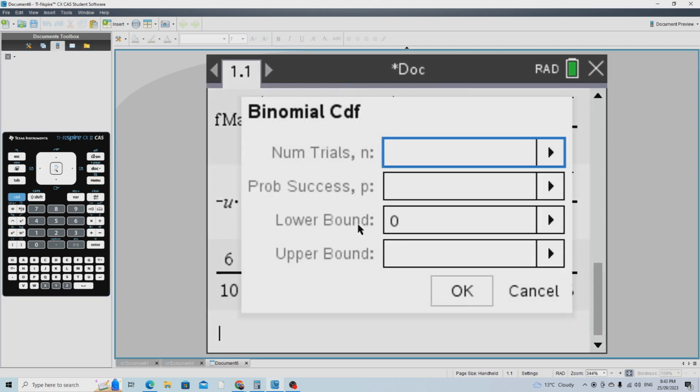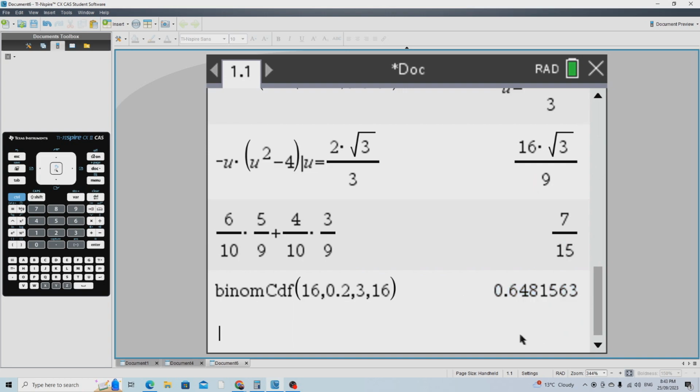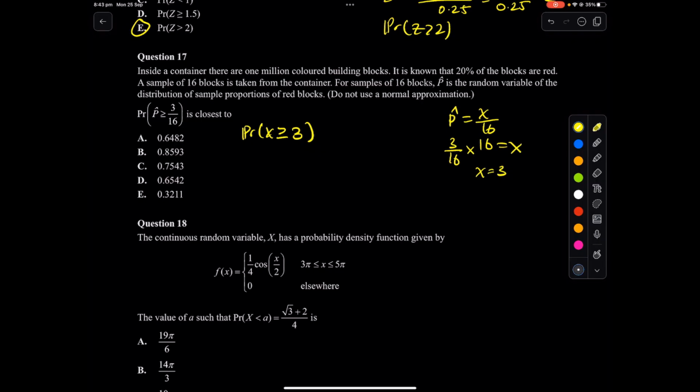Our number of trials is 16. Our probability of success of getting red blocks is 0.2. Our lower bound is 3 and our upper bound is 16. Enter and we get this value over here, 0.648. So choose A. Yeah, perfect.